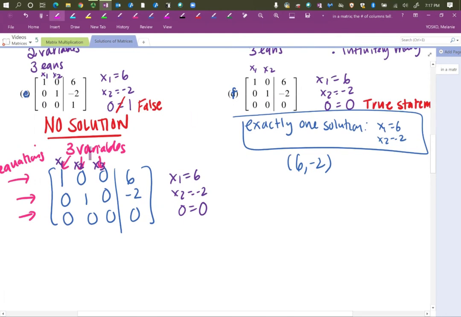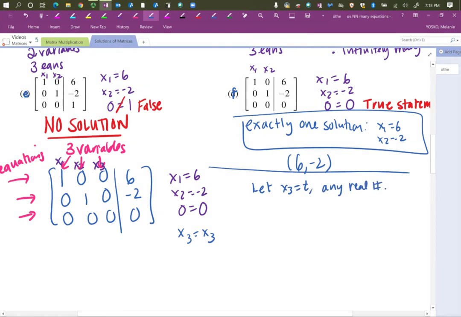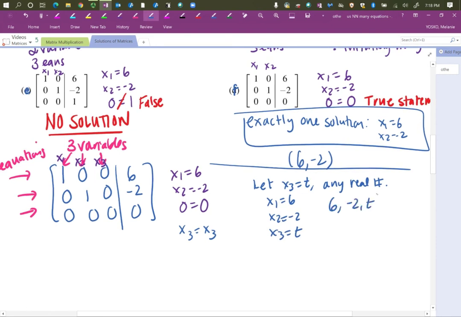The difference between these two problems is here I have 3 variables, and I don't have anything for x sub 3. Here I only had 2, and both of them were accounted for. So that means there's an x sub 3, and I don't know what it is, but certainly it's true to it. It's equal to itself, right? So what we're going to do is say, let x sub 3 equal t, which is any real number. And how many real numbers are there? Infinitely many. So then we have x sub 1 is equal to 6, x sub 2 is negative 2, and x sub 3 is t. So you could write your answer as 6, negative 2, and t, if you wanted to write it that way. And there are now infinitely many solutions.